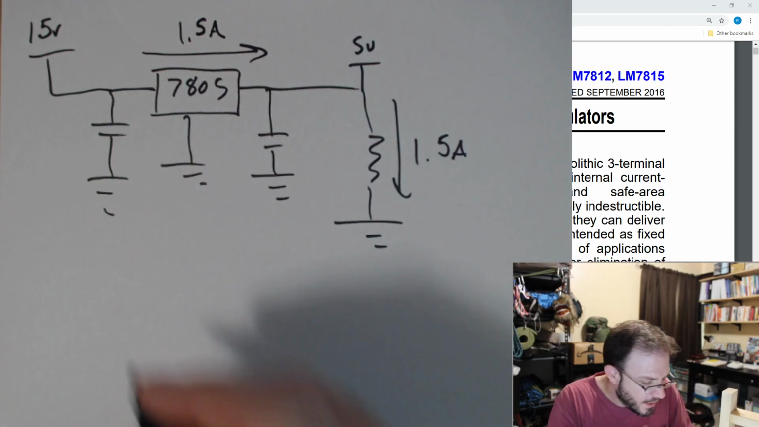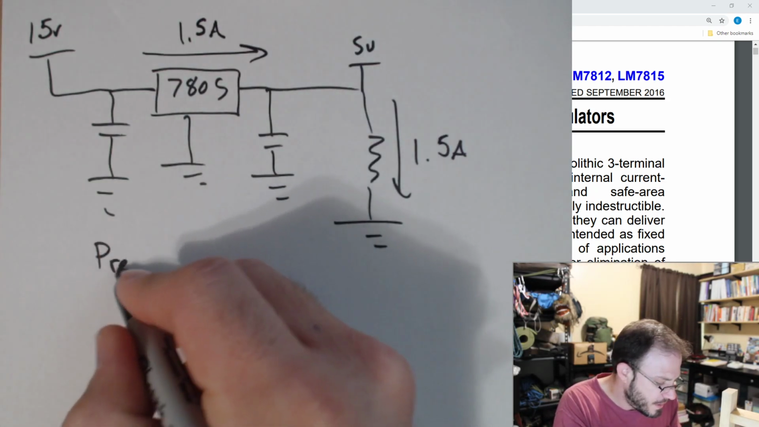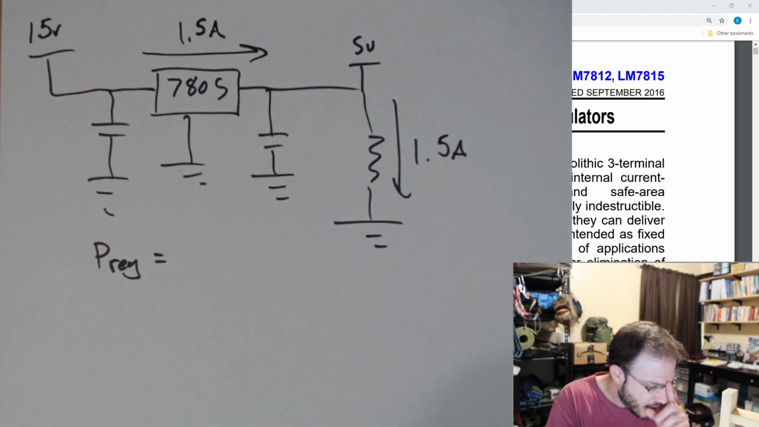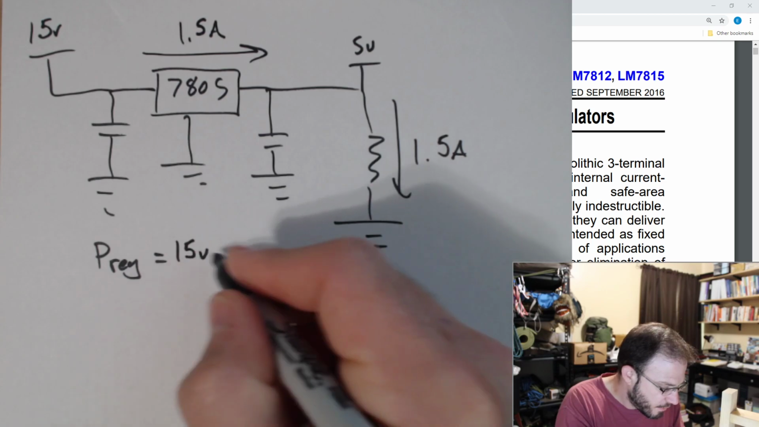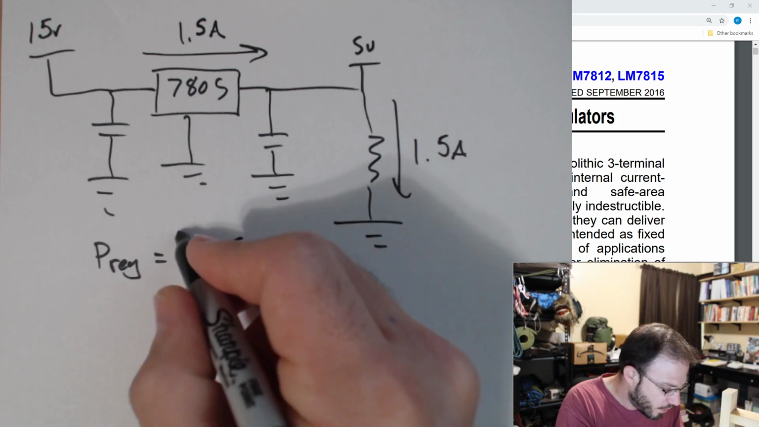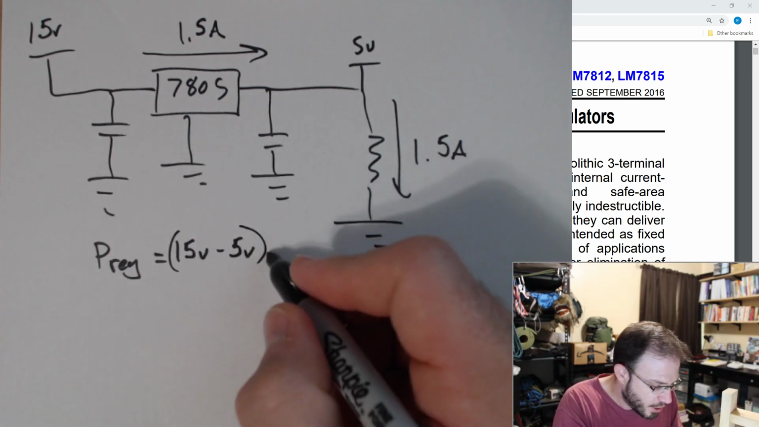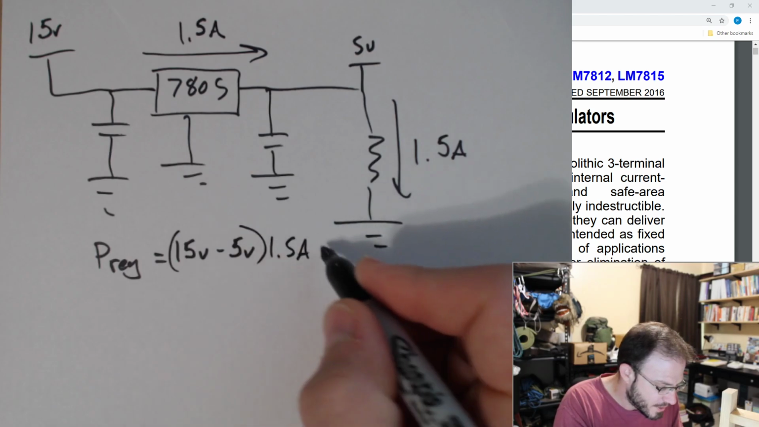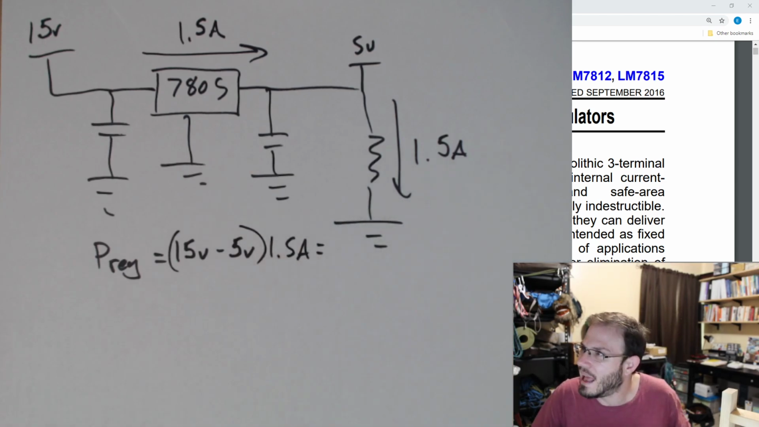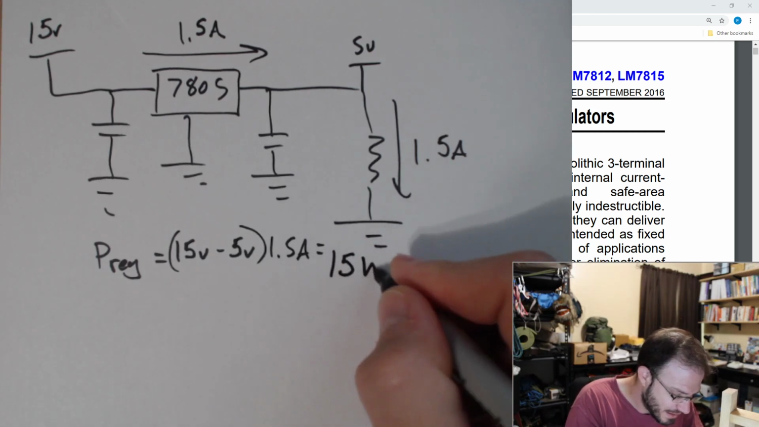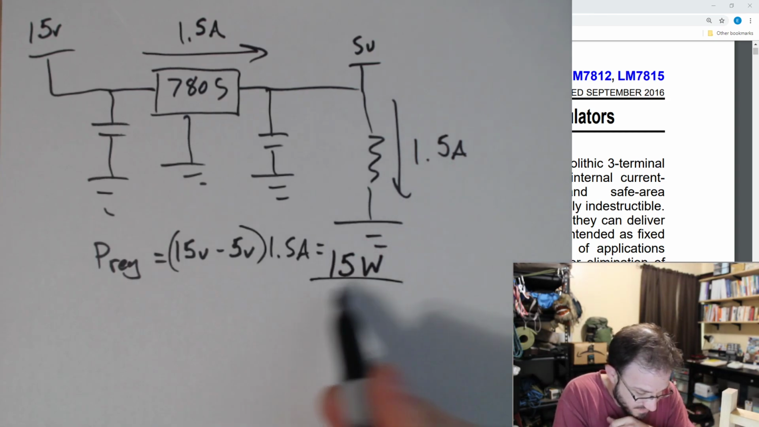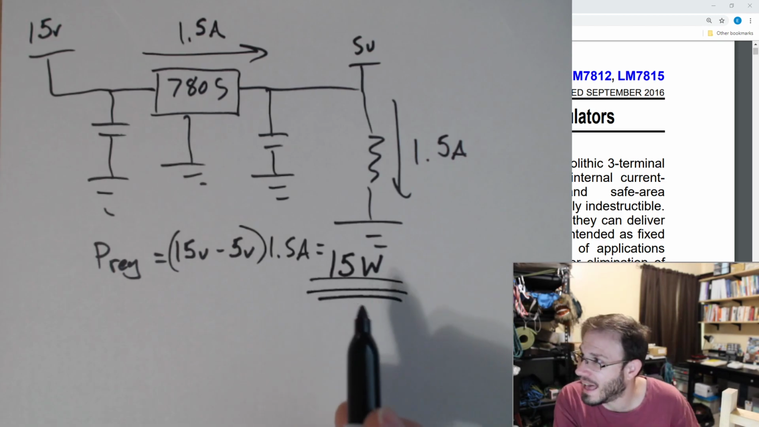Okay, so then the question becomes, how much power is being dissipated by the regulator? Well, that's going to be 15 volts minus 5 volts times the current, 1.5 amps. Okay, so what's that? Well, it's 10 times 1.5 amps, so 15 watts. 15 watts is a lot of power.